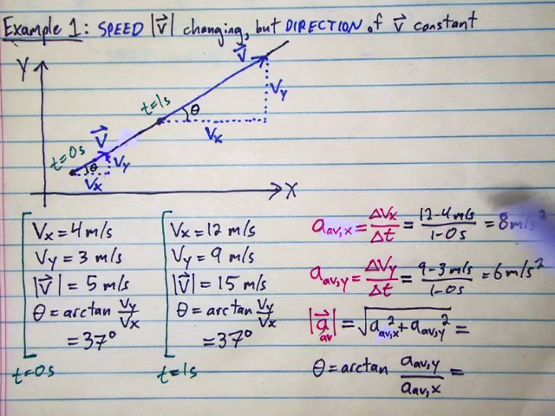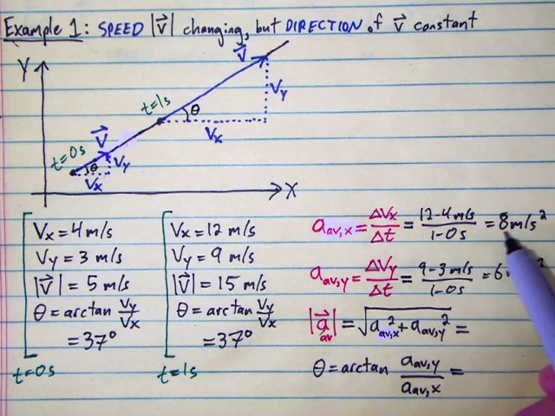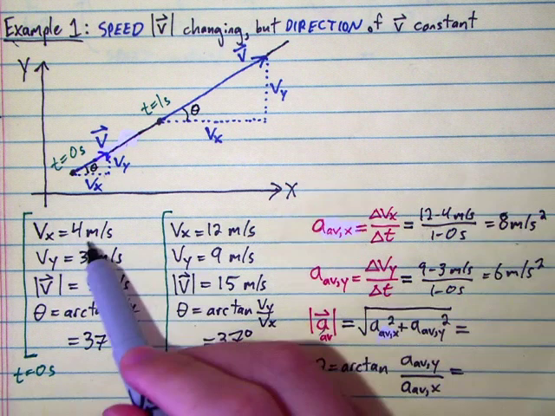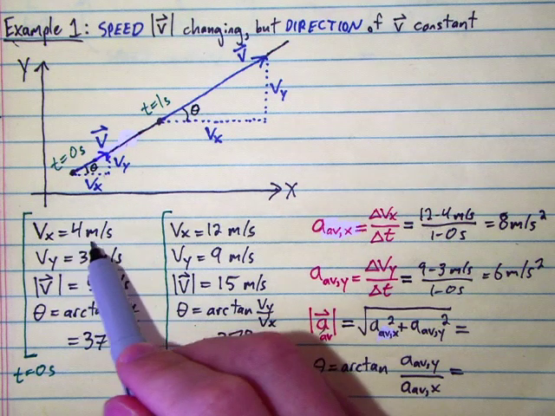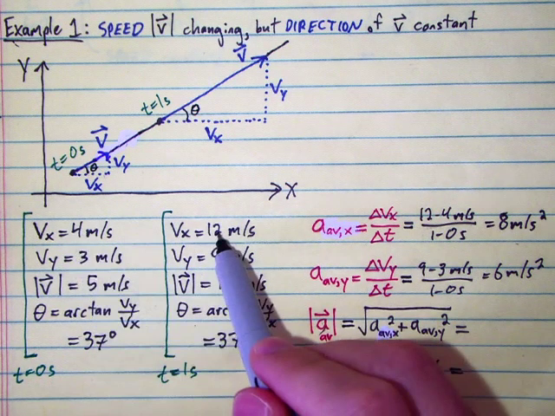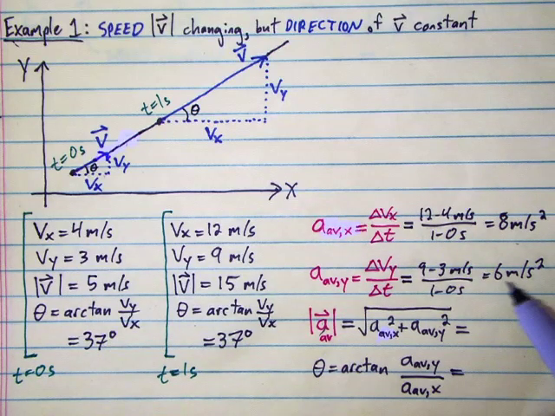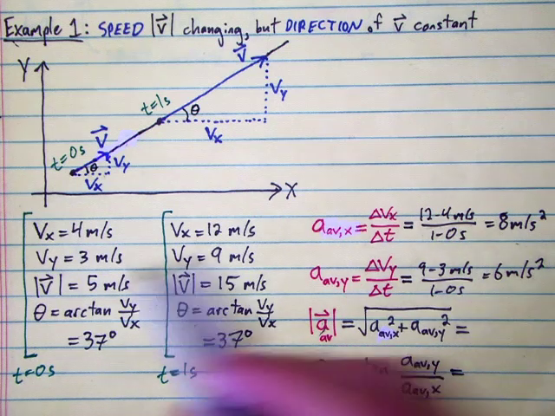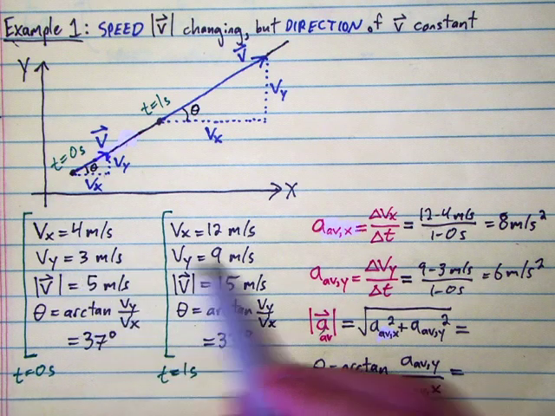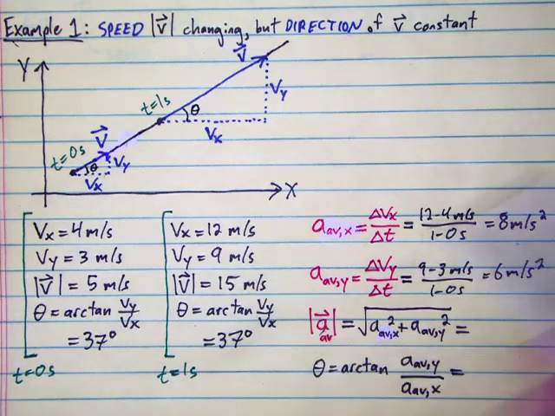What these components tell us is that the x component of the velocity increases by 8 meters per second every second. So in the passage of 1 second, our x component went from 4 to 12. It increased by 8. And the y component of the velocity increases by 6 meters per second every second. So in 1 second, it went from 3 to 9 meters per second, it increased by 6.